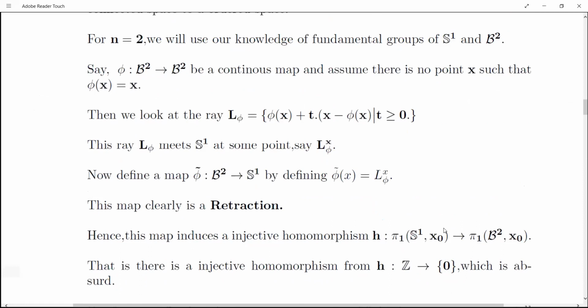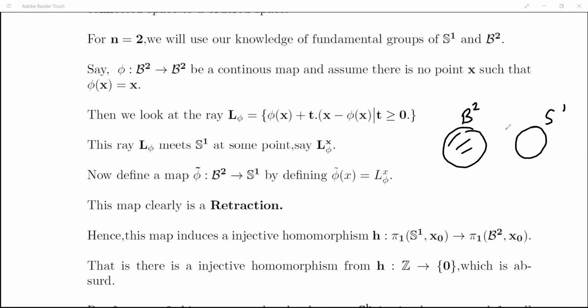So that is what is happening here. If you have this closed ball, then you have this boundary, which is S1, and this is a retraction. So then from the fundamental group of the circle, you get a map to the fundamental group of the closed disk, and that map is injective. We showed that this induced map has to be injective. So you have an injective map from pi1 of S1 based at x0 to pi1 of B2 based at x0.